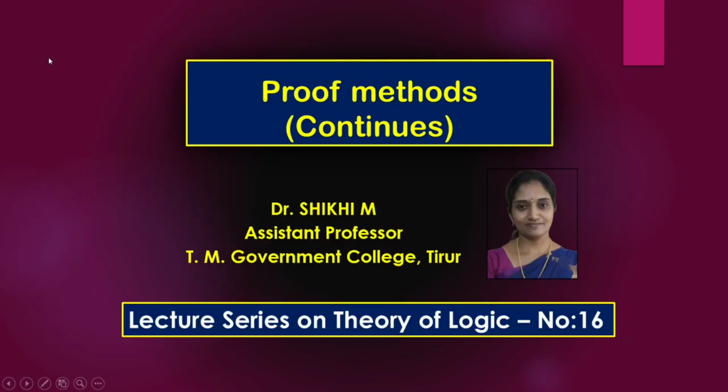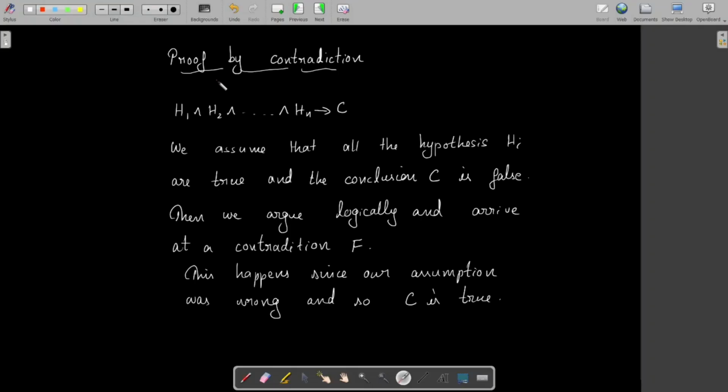In the last class, we studied different proof methods like direct and indirect proofs. We have discussed one of the indirect proof methods, which is proof of the contrapositive. Today we will start with another indirect proof method, which is proof by contradiction. Then we will discuss some other proof methods also. One of the indirect proof methods is proof by contradiction.